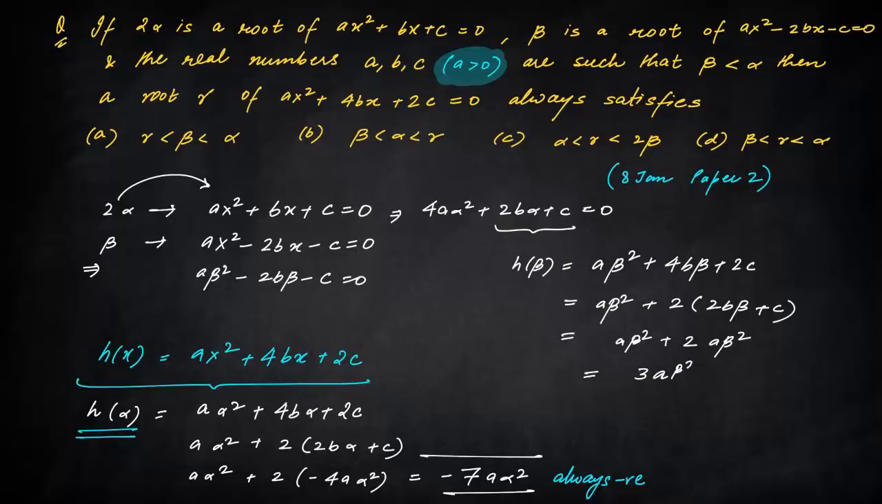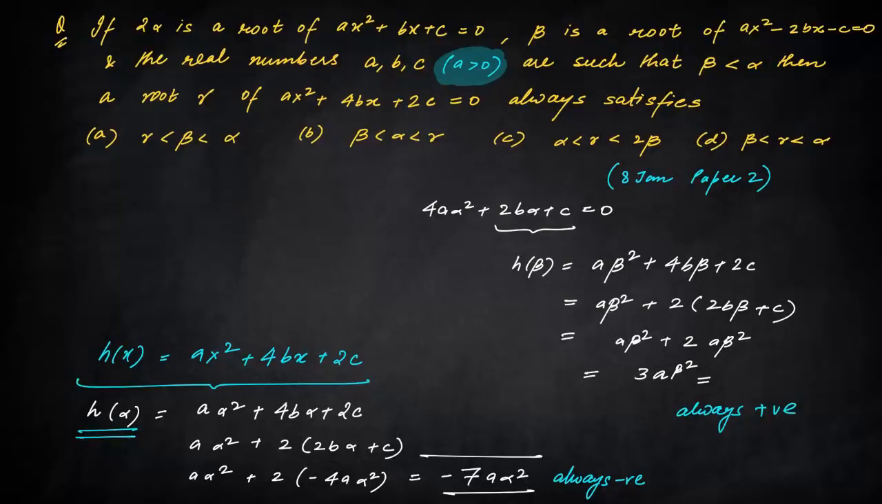3a beta square. Now what you can say? Yes, now you are understanding. This is always positive. Now you have two quantities, H alpha and H beta. One is always positive and one is always negative. Now here the major concept of quadratic will lie.